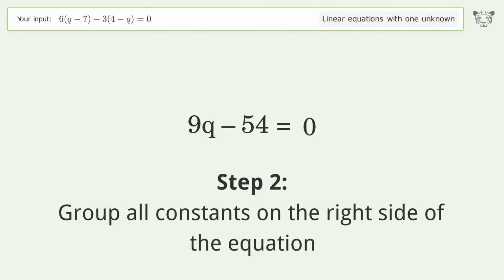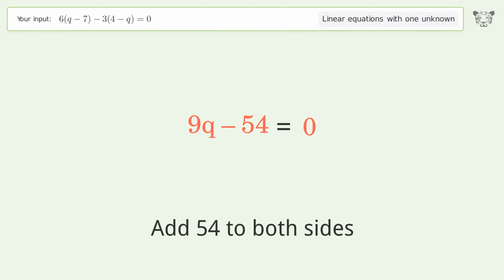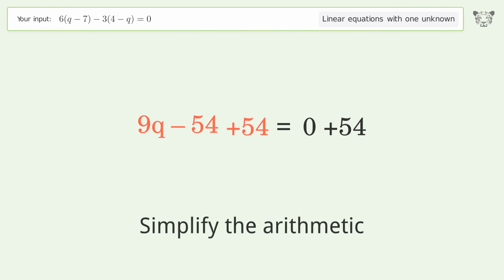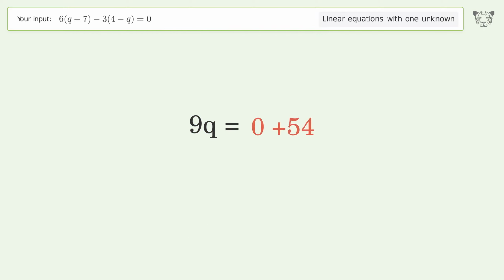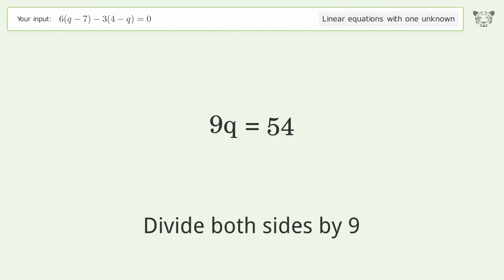Group all constants on the right side of the equation. Add 54 to both sides. Simplify the arithmetic. Isolate the q. Divide both sides by 9.